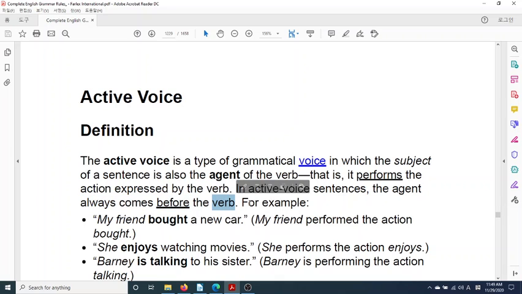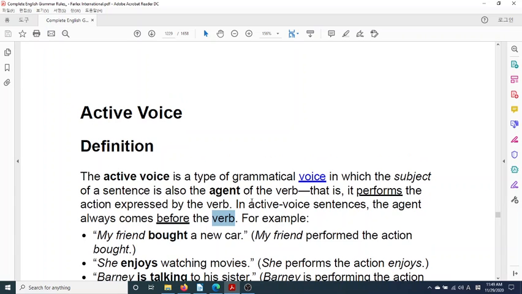Again, English is subject, verb, object. But even in Korean, which is a subject, object, verb structure, the subject is going to come first. That's just the normal way of speaking.